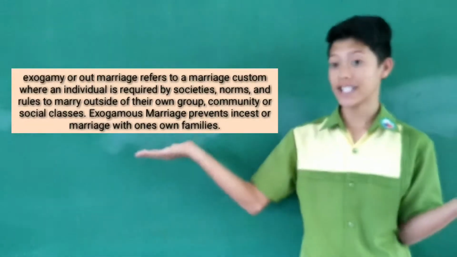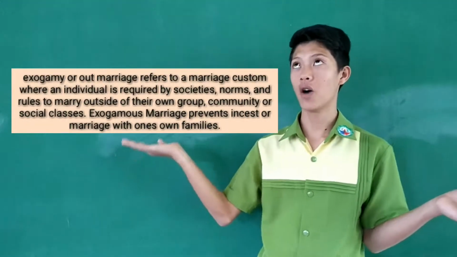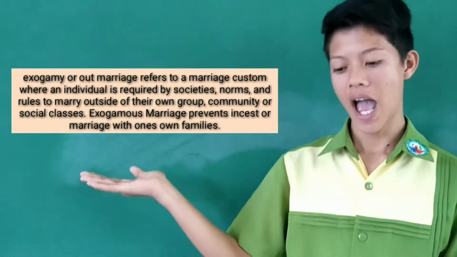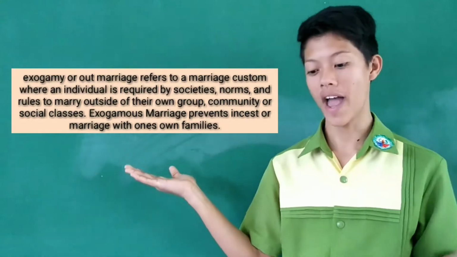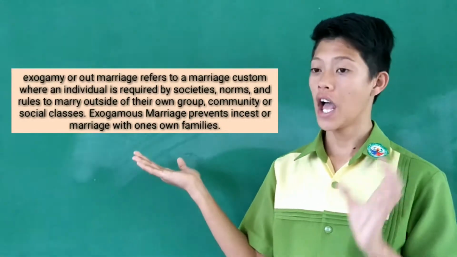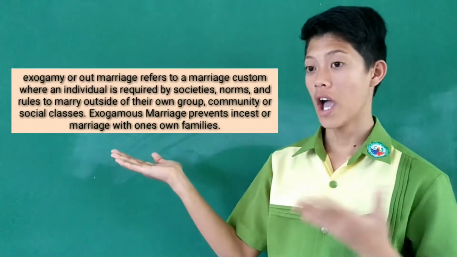And exogamy, or out marriage, refers to a marriage custom where an individual is required by society's norms and rules to marry outside of their own group, community, or social classes. Exogamous marriage prevents incest or marriage with one's own family.